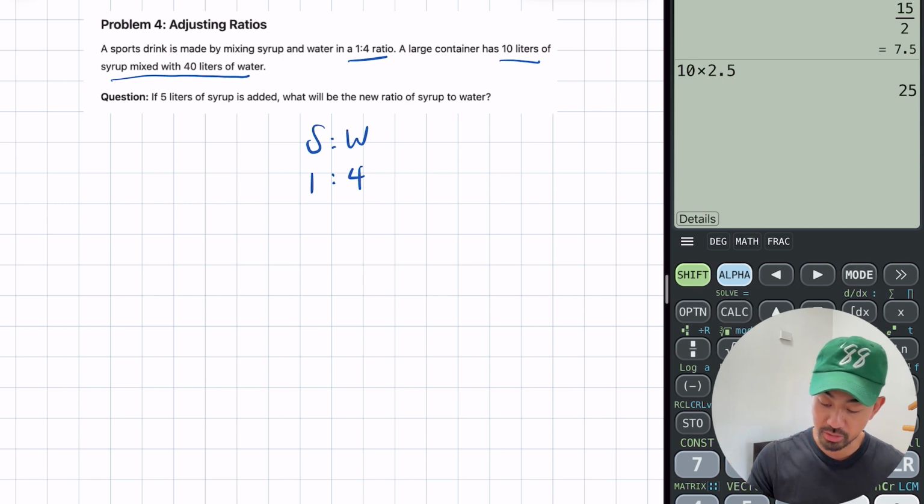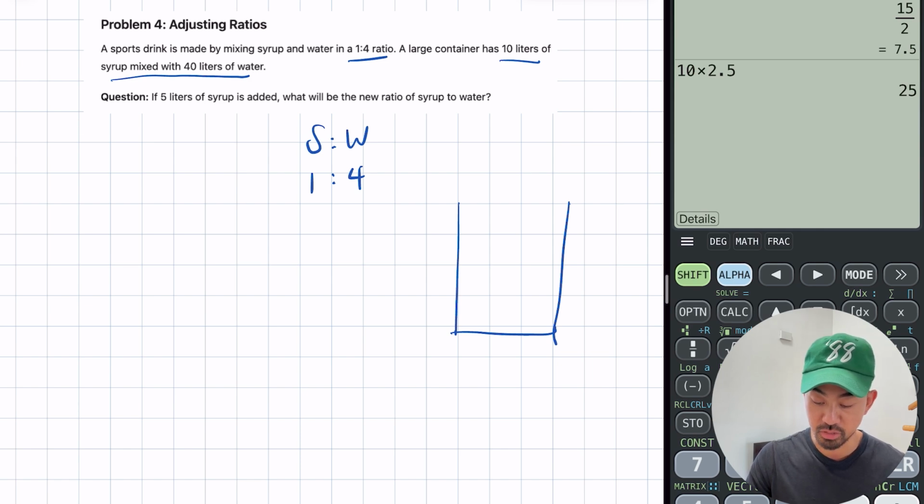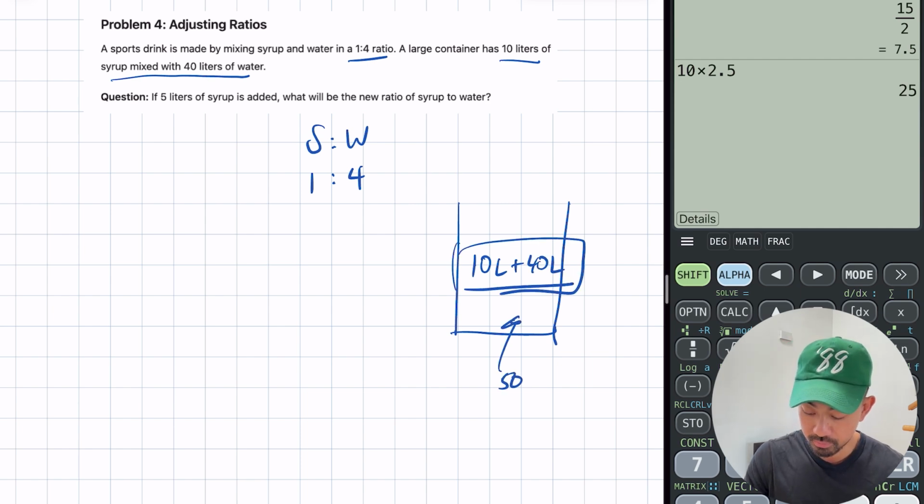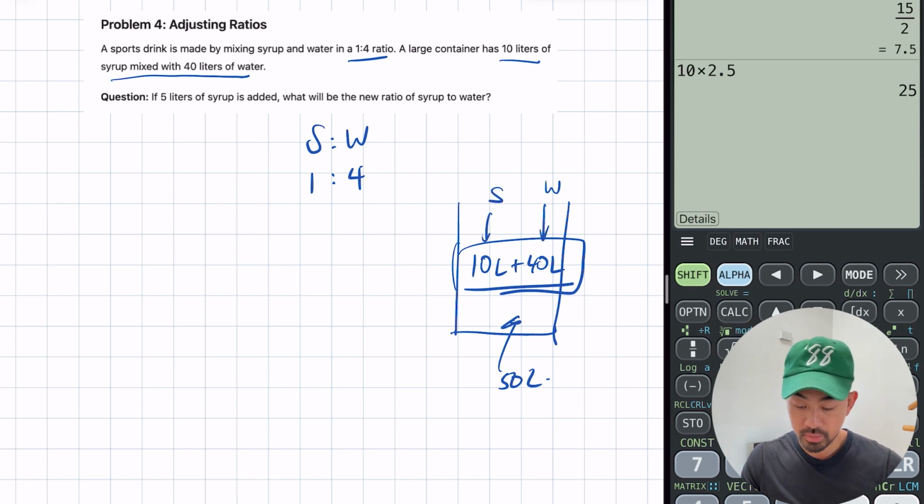A large container, so in this large container here, has 10 liters of syrup mixed with 10 liters of water. Okay, so it's got 10 liters of syrup plus 40 liters of water. So in total, there's 50 liters in here. This is syrup. This is water. If 5 liters of syrup is added, what will be the new ratio? Okay, so we're going to add 5 liters of syrup into here.